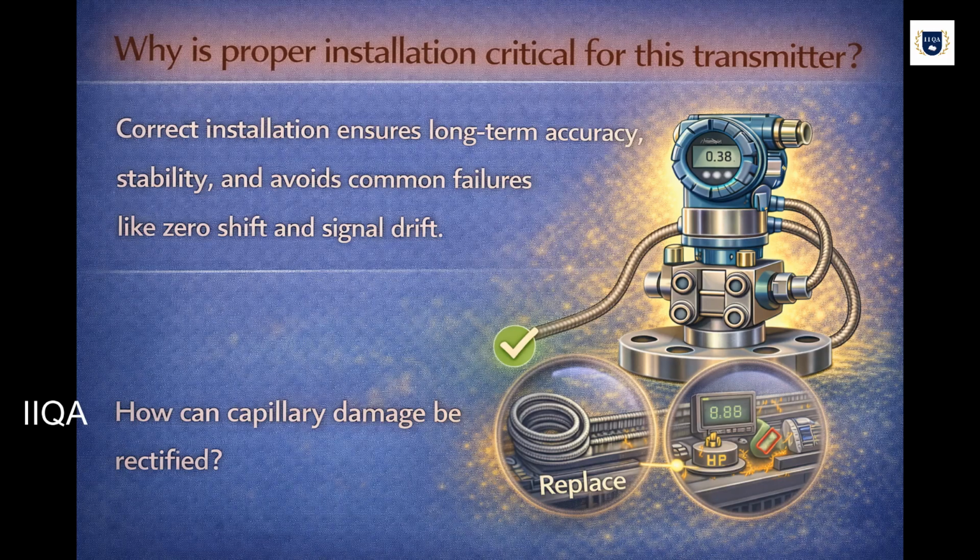Why is proper installation critical for this transmitter? Correct installation ensures long-term accuracy, stability, and avoids common failures like zero shift and signal drift.